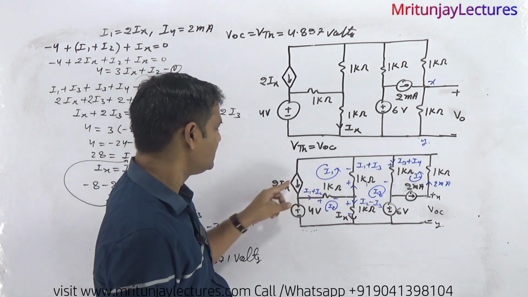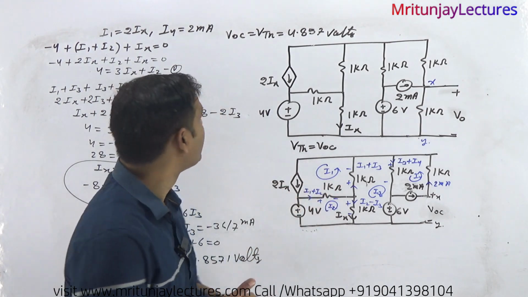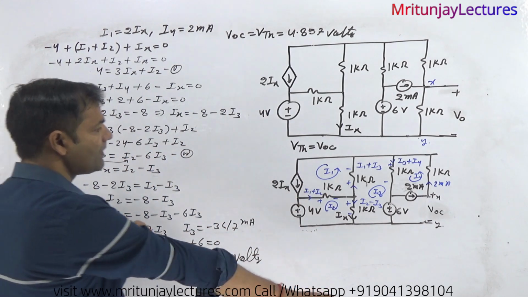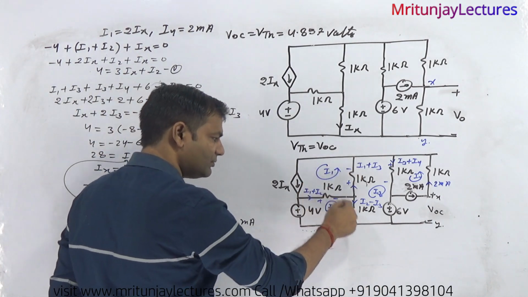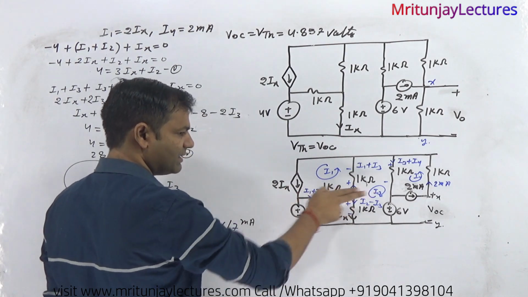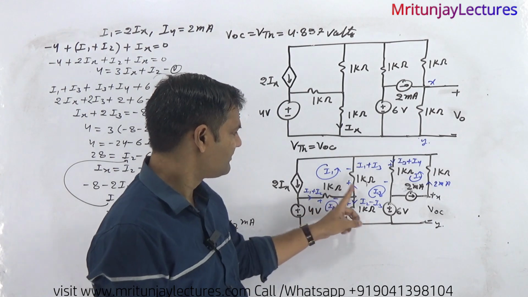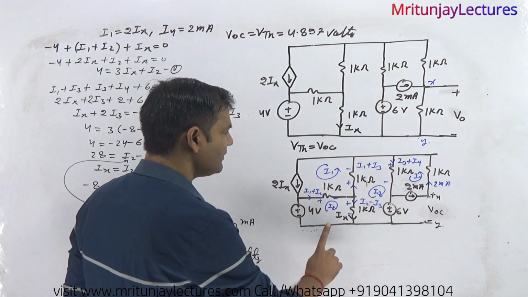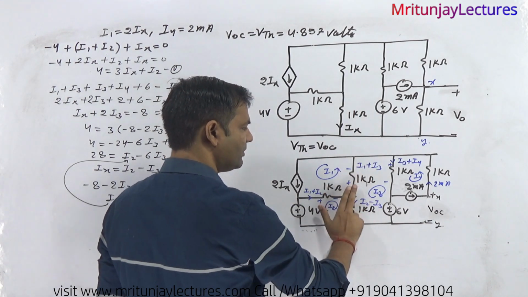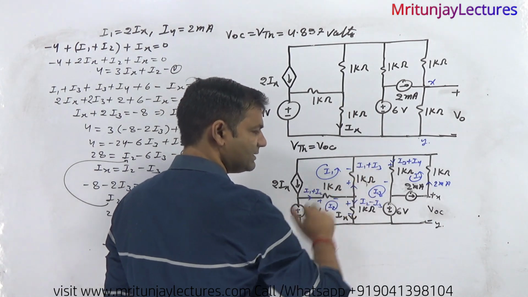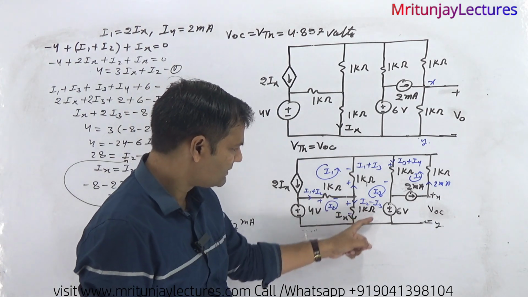And what about I1? It is 2Ix, clear? Same, loop current and branch current are the same, that's why. After that, what about branch current? I1 like this one, I2 like this one. So the branch current is I1 plus I2 in this branch. Similarly, I3 like this one, I1 upward and I3 also upward, so the branch current is I1 plus I3. Now here I2 is downward and I3 upward.